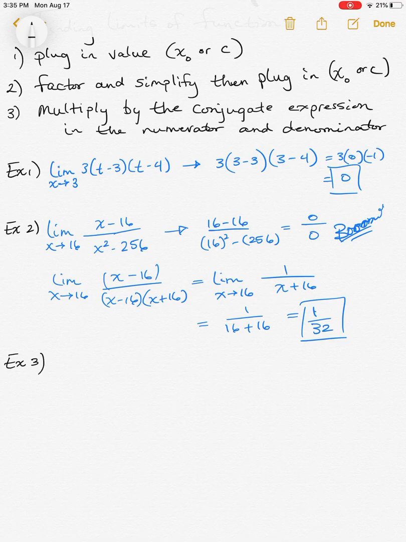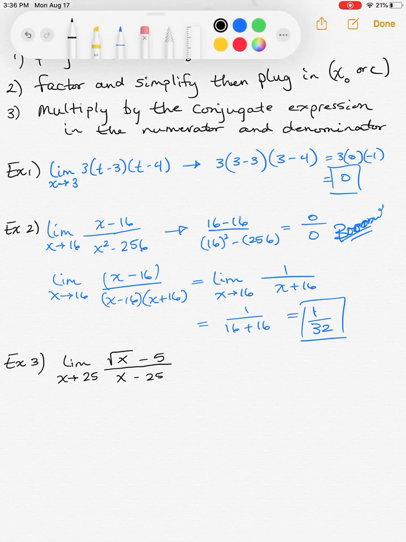Let's say we have the limit as x approaches 25 of the square root of x minus 5 over x minus 25. Alright, always try to plug it in. Plug it in.